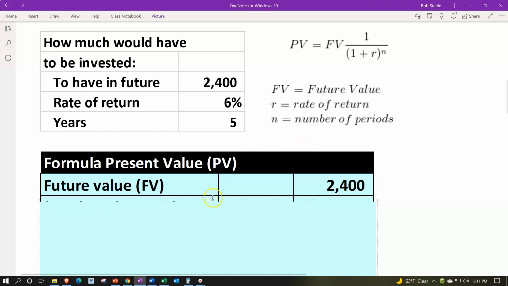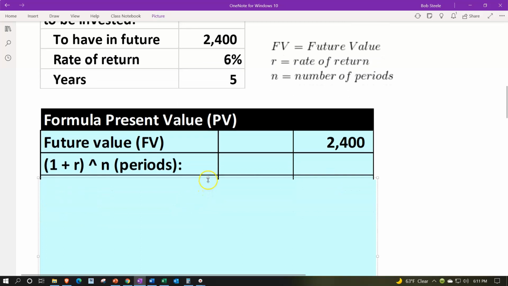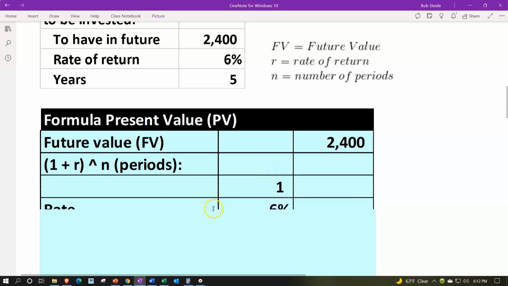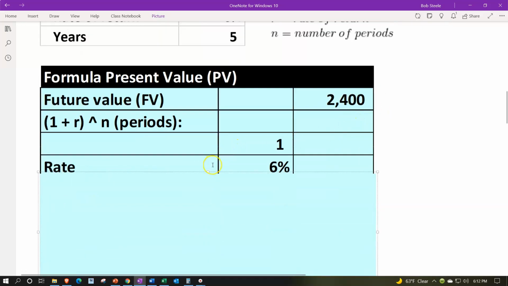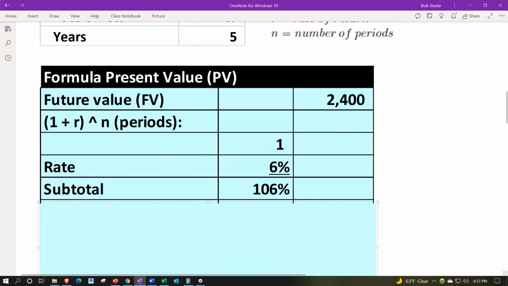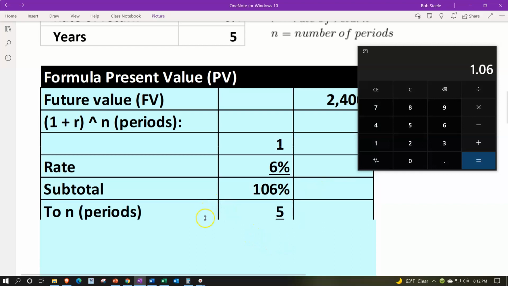So we then have the future value, the 2,400, in the outer column. We're going to pull into the inner column the 1 plus r to the n periods, putting a colon indicating that this will be a subtotal, also indicated by it being in the inner column. 1 plus r, that's going to be this bottom half of the equation, r 6%. Adding those together, we get the 106%. Checking that in the calculator, we get the 1 plus the 0.06, 1.06 or 106%.